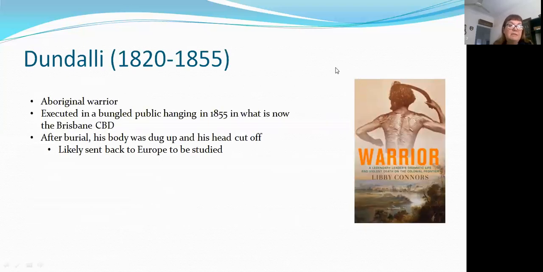This is just a side point. So Dundalli was an Aboriginal warrior. He was executed in Brisbane in a public hanging, and after he was buried, his body was dug up and his head was cut off and sent to Europe. Now, all of these skulls, or most, I don't know, but you can view skulls from the Lombroso study in museums in Europe, and the belief is there that Dundalli's skull may be among those that he studied, and it's unknown where it is. So that's why Dundalli just becomes a little bit important in all of this.